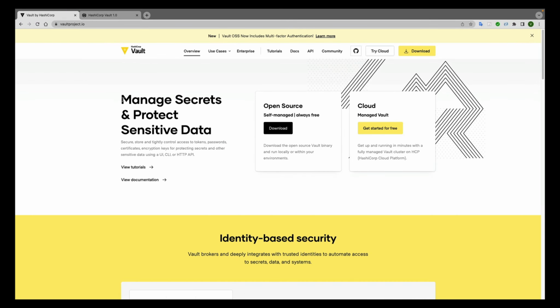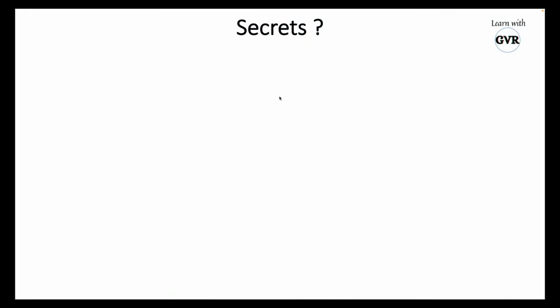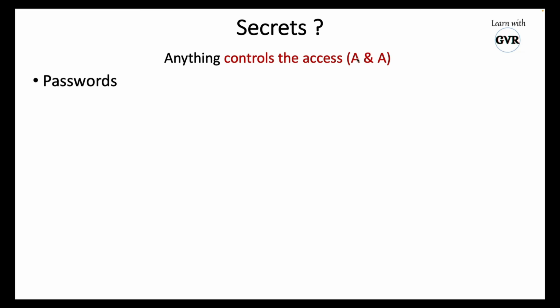Now, next, centralized secrets and encryption management system, and on the official website it says: manage secrets and protect sensitive data. So what are secrets and sensitive data? Anything that controls access. If you want to log into Gmail, you need a username and password. If you want to go to the office, you need a username and some access card. Anything you do in this world requires access, which is authentication and authorization. So what are those? We know secrets means username and password.